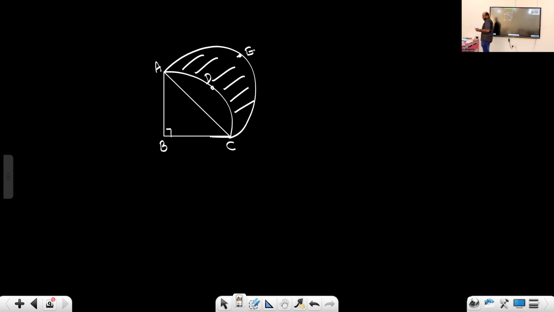Again, shaded region you have to find. Question number 9, I told you, radius 28 centimeter. We want to find the diameter.